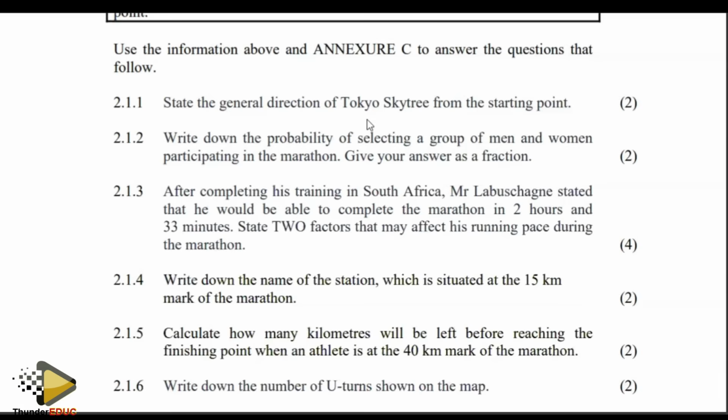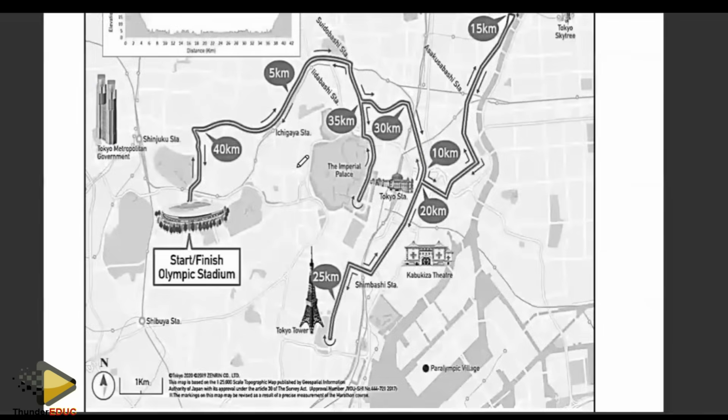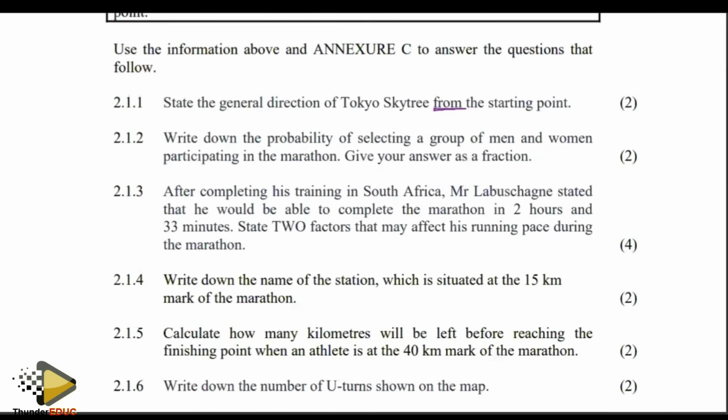Of Tokyo Sky Tree from the starting point. Remember, we are from the starting point. So let's go to the next one. The starting point is this one here, this point here. So you draw a compass there. Where is the Sky Tree? Oh, the Sky Tree is here. So which direction are you tending? So we shall say it's north-east. So the answer is, or someone can write that.